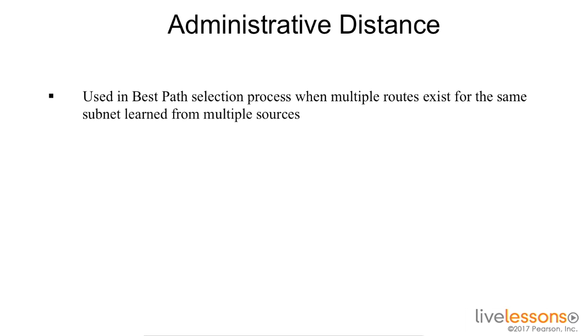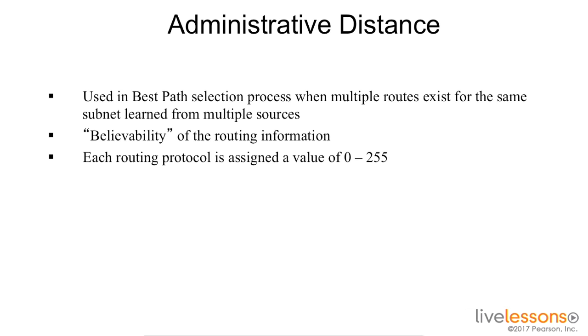What is administrative distance? Administrative distance is basically the tiebreaker used for path selection when multiple routes exist for the same subnet learned from multiple sources or routing protocols. Routers use administrative distance to judge the believability of the routing information. Each routing protocol is assigned a value between 0 and 255.